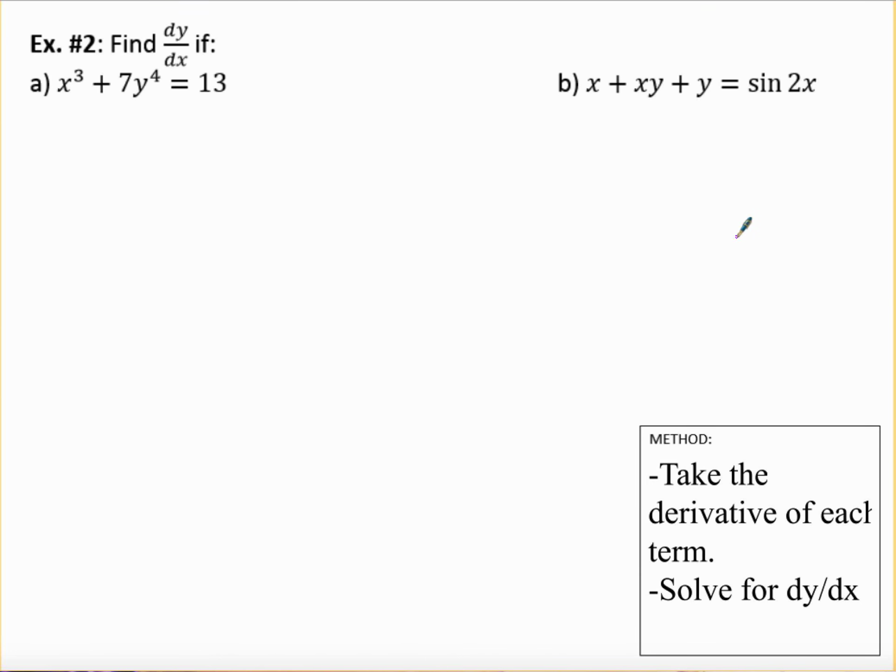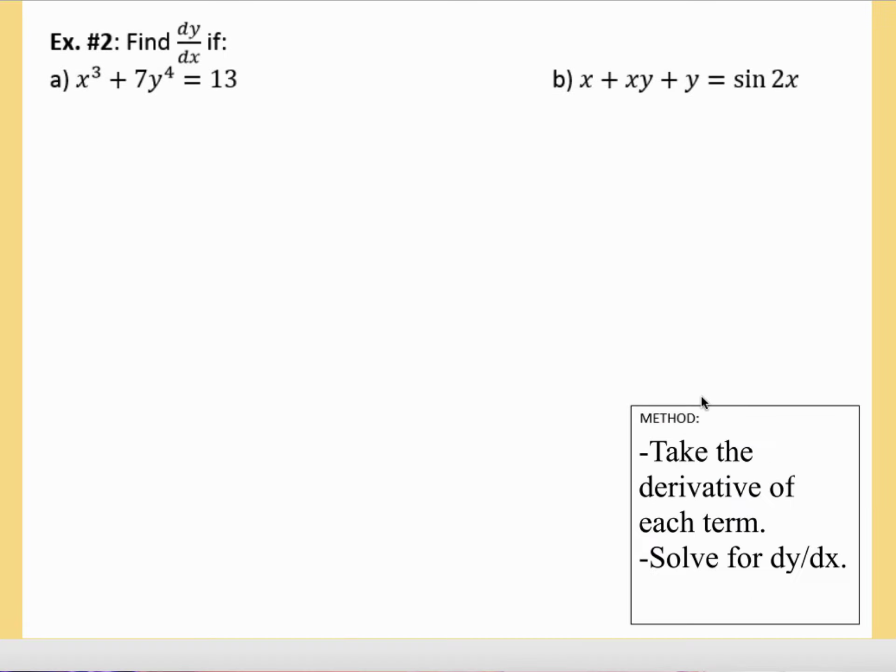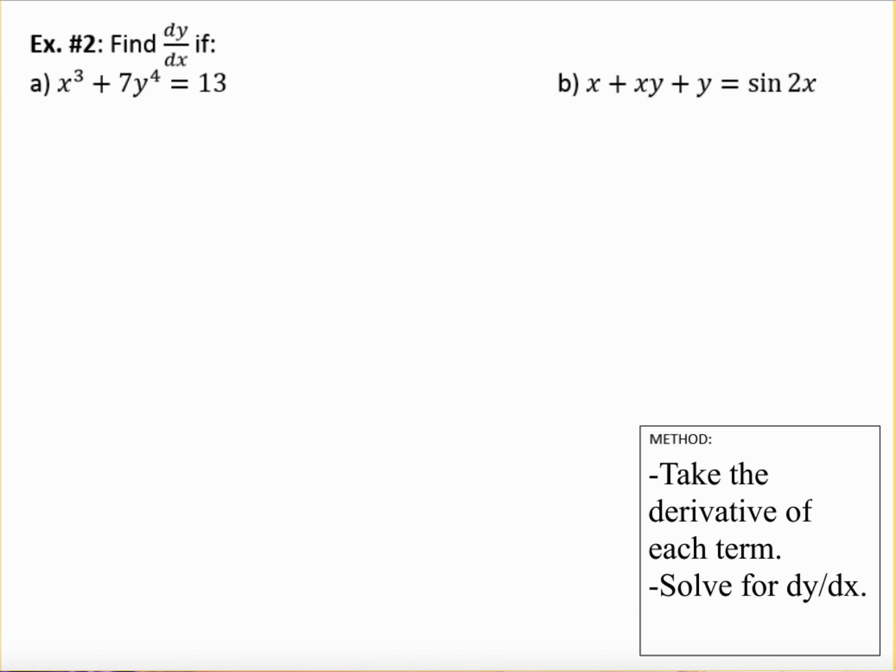We're supposed to find the dy/dx if we have this whole equation. So those last problems were expressions. Now we got equations because we have an equal sign. That's all right. So my plan here is just to take the derivative of each term, and then I'm going to solve it for dy/dx. That's going to give me my slope. All right. So my first term, x cubed, that's going to give me 3x squared.